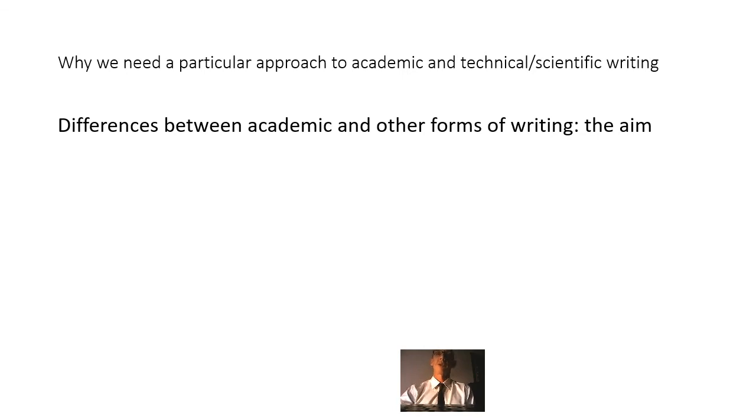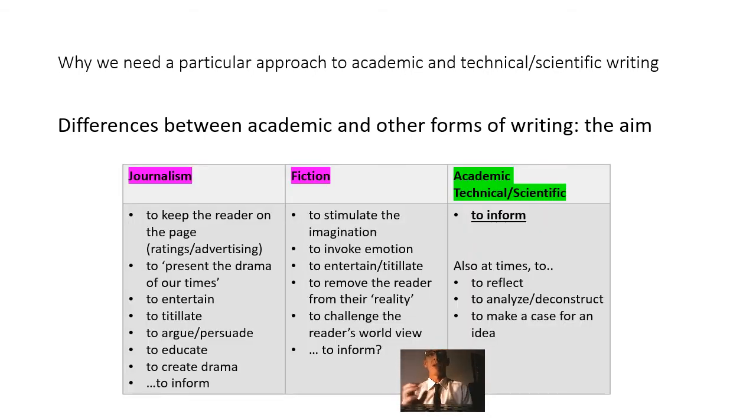The main difference between academic, technical, and scientific forms of writing and the other forms we just looked at comes from the aim of the writing, the criteria, what you're trying to achieve. So here, journalism and fiction, which we are not writing, have very specific aims. Well, they will have a selection amongst these aims. And academic, technical, and scientific writing has its own aims.